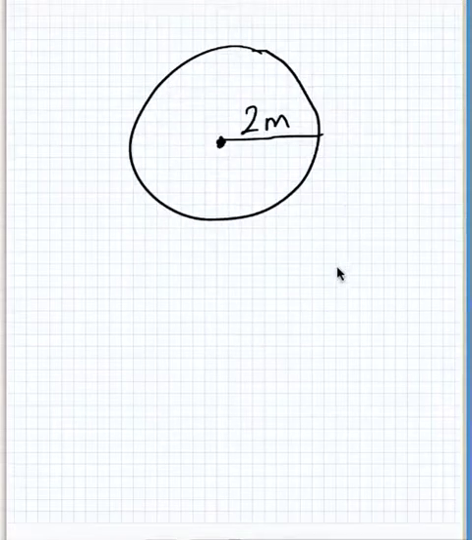All right, here's another practice question. What is the diameter of my circle?